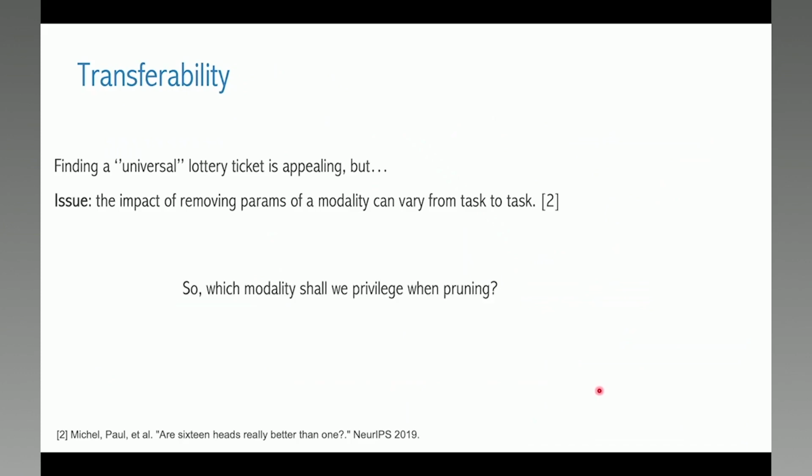So the question that we ask ourselves is, when we are pruning, which modality should we privilege? The text or the image? And the answer is actually none. We need to avoid imposing priors and simply assume that all modalities are equally important. As I'll show you in a while, this assumption is implemented when we are creating our pruning masks, and it is very important to have the method working for different tasks.